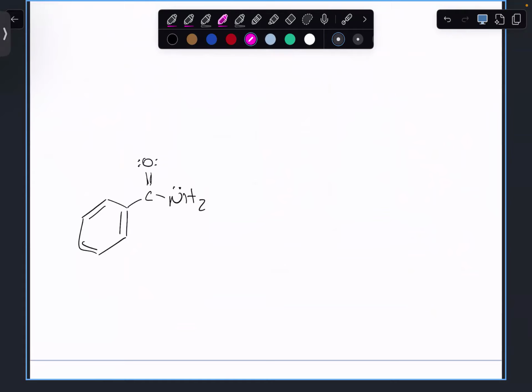There's several of them, but ignore the ring for now. Give me the one for just the functional group.